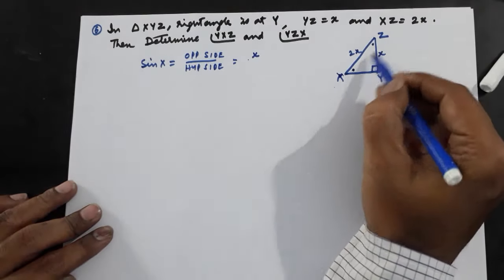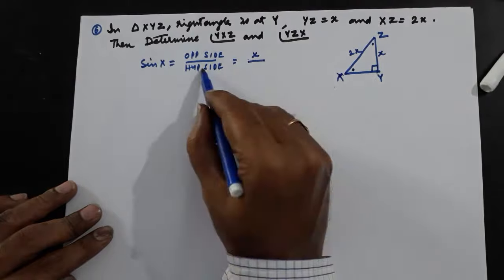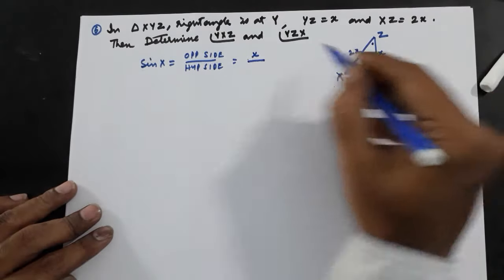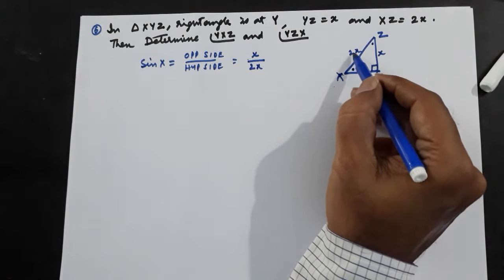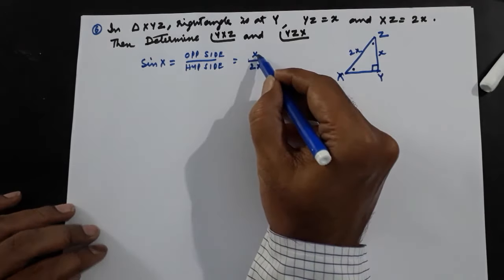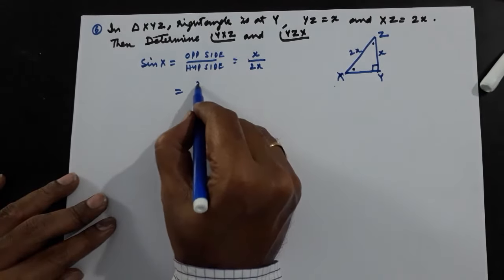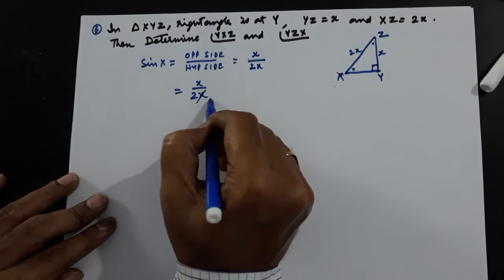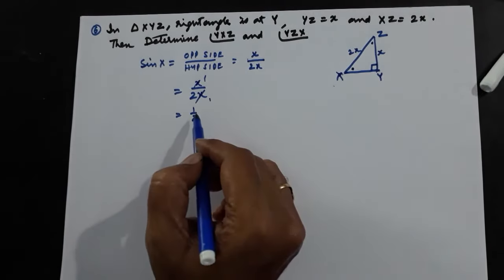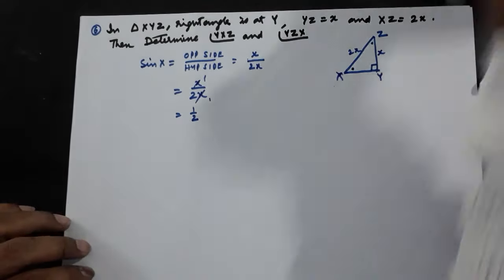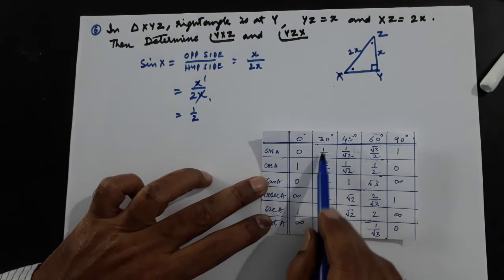YZ is x centimeters, divided by the hypotenuse, which is 2x centimeters. So sin x is x by 2x, which is 1 by 2. If you see this table, where is 1 by 2? Sin 30 is 1 by 2.